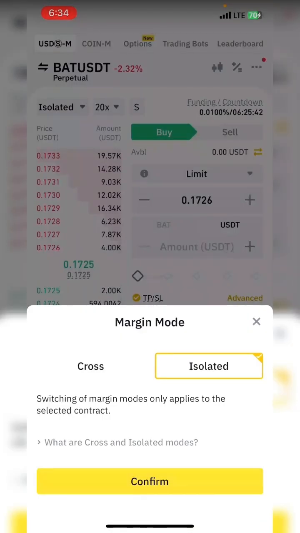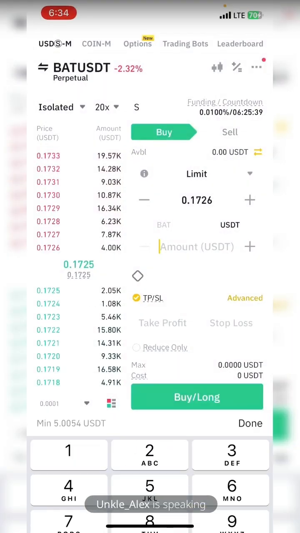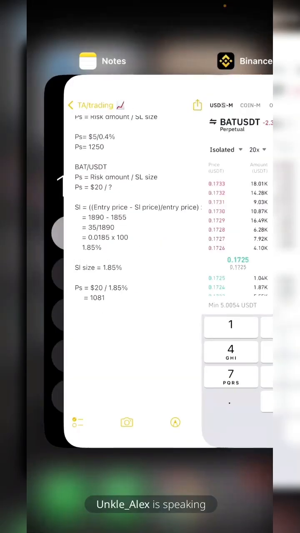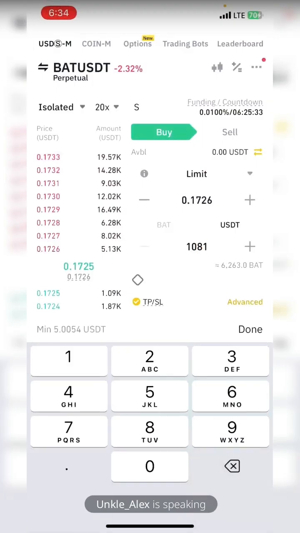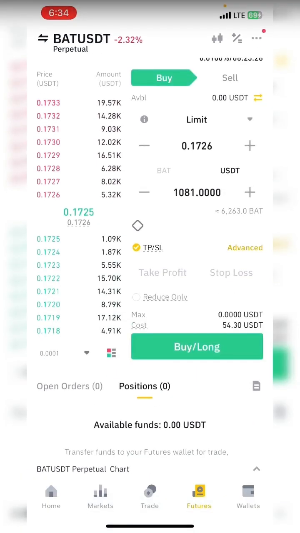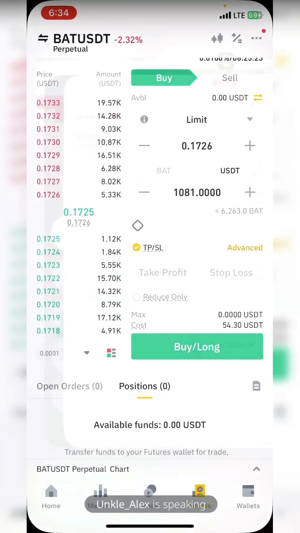Now you come here, under amount, USDT amount, you put 1081. This is the position size we got from our calculation. You input it here under USDT. So we'll be using $54 to enter this trade. Remember, the amount we are risking is $20. That is, if the price hits SL, we are not losing everything. We are losing only $20 of the amount we traded with.